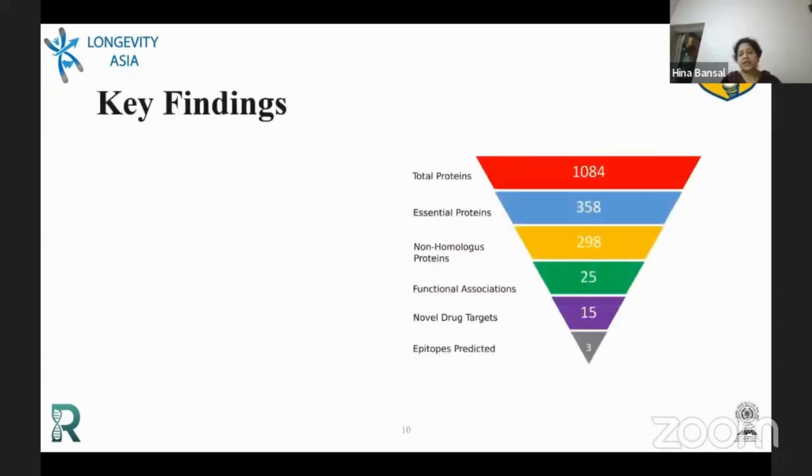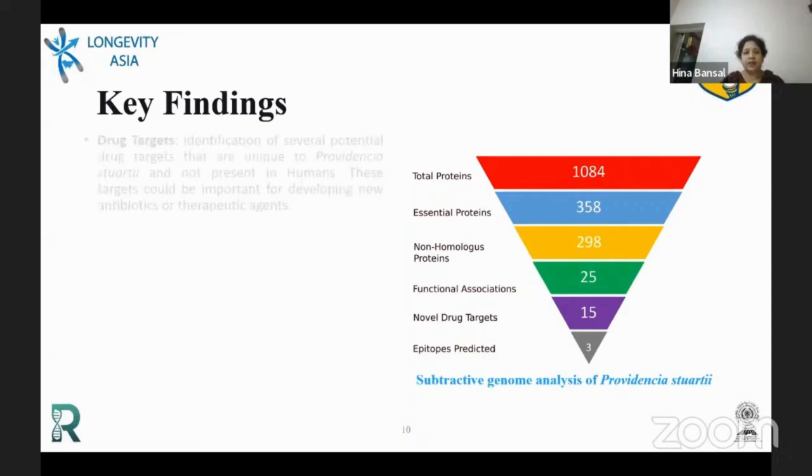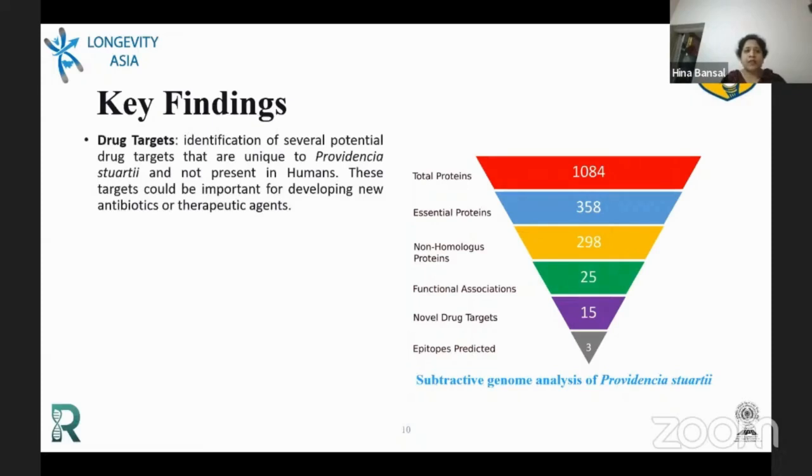Now we can summarize our work in this figure, which shows a total of 1084 proteins. We find 358 essential proteins, out of which 298 are non-homologous proteins, of which 25 have functional association, and out of which 15 can be suited as the best novel drug targets, and 3 proteins as vaccine candidates, through subtractive genomics.